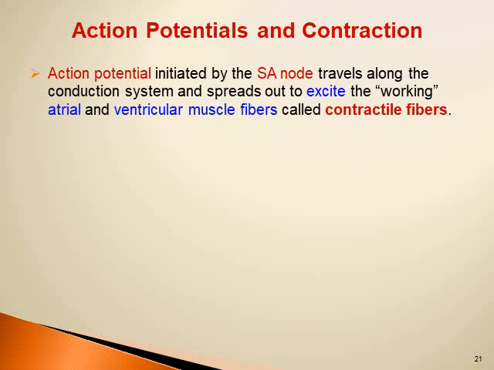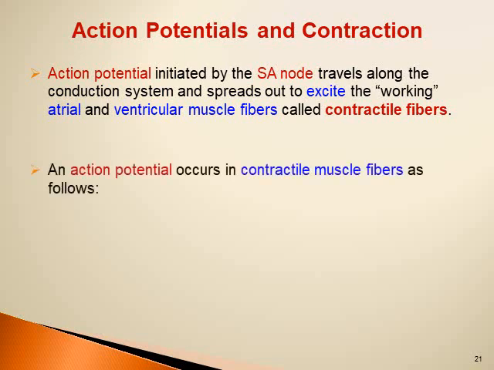Action potential is initiated by the SA node, travels along the conduction system, and spreads out to excite the working atrial and ventricular muscle fibers that we call the contractile fibers. I said 99% of cardiac muscle cells are contractile fibers. They are fibers that are able to contract. So now the action potential had arrived to the different contractile fibers in the atria and then in the ventricles, and the action potential that occurs in a contractile muscle fiber is as follows.